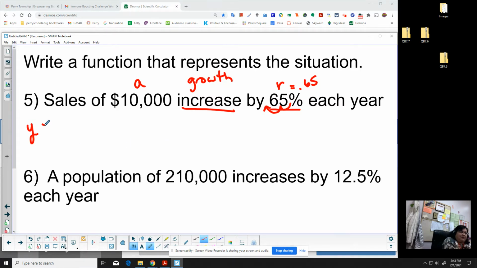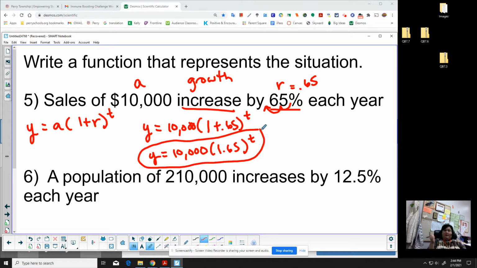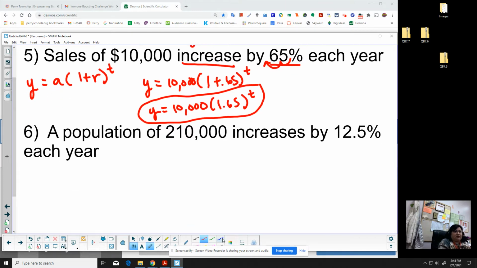So my formula was A times 1 plus, it's an increase, R to the T. So Y equals 10,000 times 1 plus 0.65 to the T. As far as I can go, because I don't know how many years, would be this equation right here, this exponential equation. And it's exponential because T is the exponent. All right, and then number 6, why don't you push pause and try number 6? And then I'll do it too.